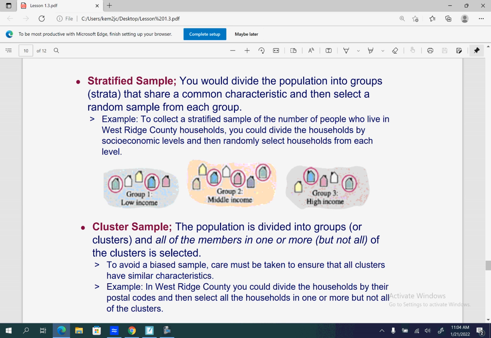So if this was made into a cluster sample, I would divide everybody into low, middle, and high income, but then I would maybe only survey the people in middle income, and that would be the results of my survey. Okay.